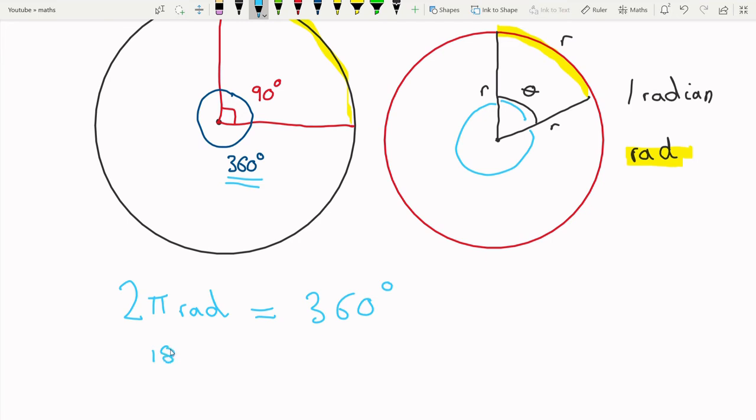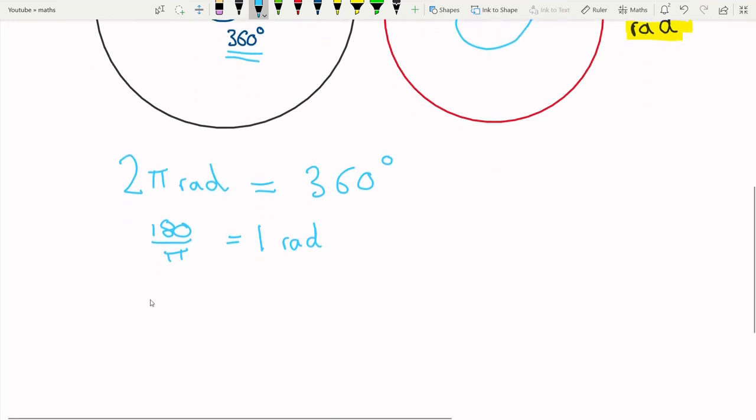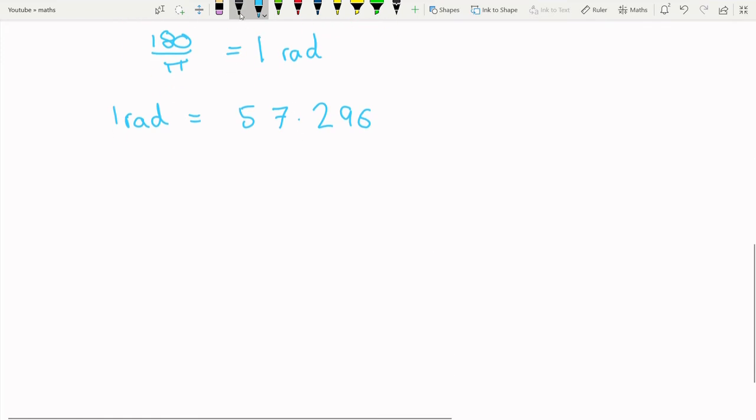So 180 over pi, because we get 360 divided by 2 divided by pi equals 1 rad. Now if we work this out in the calculator, we get a very long number that keeps going on forever, and we get roughly 57.29577951. I think I'll just leave it at that. But if we want to convert between them, this would be quite a hard way to do it.